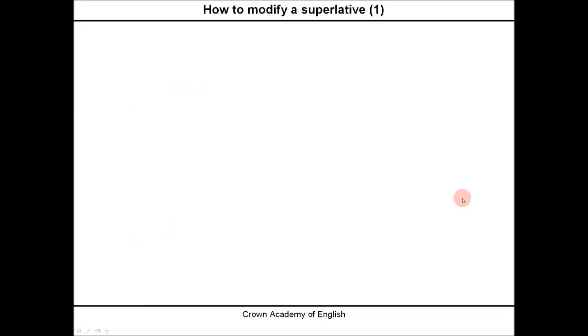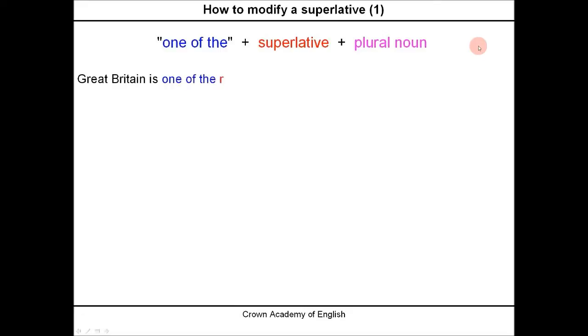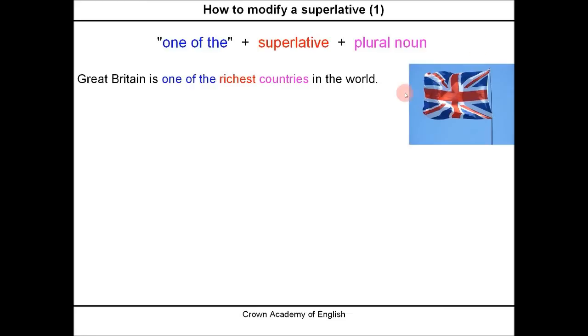How to modify a superlative? We can modify a superlative in several ways. Here is an expression, one of the, followed by a superlative, followed by a plural noun. Great Britain is one of the richest countries in the world. One of the richest countries. So it is important that when we use this expression, the noun is plural.